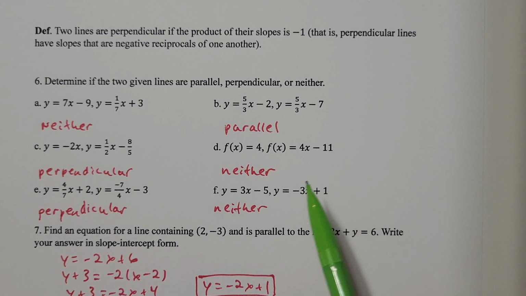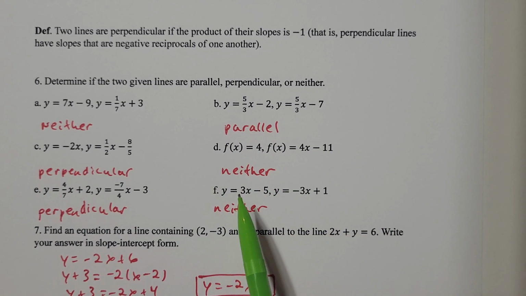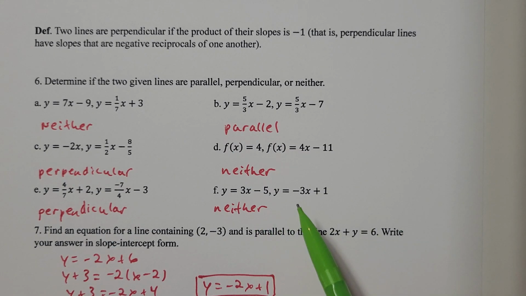Okay. Part F, I have the lines y equals 3x minus 5 and y equals -3x plus 1. So these lines are not parallel, right? Because the slopes are different numbers. One has a slope of 3, the other has a slope of -3. They're also not perpendicular because the slopes are not negative reciprocals of each other. In other words, if I take 3 times -3, I don't get -1. I get -9, right? So that would be neither. 3 and -3 are opposites of each other. They're not negative reciprocals of each other. Okay? So in order to have perpendicular lines, you've got to have slopes that are negative reciprocals.